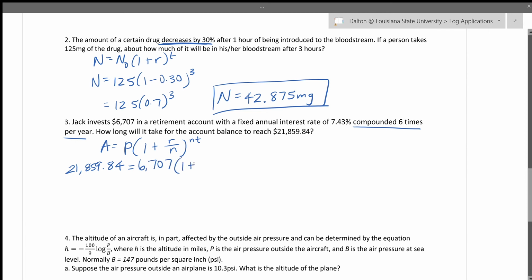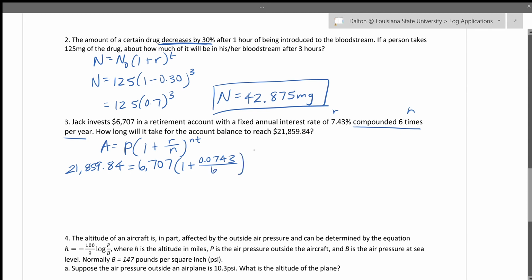times 1 plus r over n. r stands for the rate. We know the rate is 7.43%, so 0.0743, divided by n, which stands for the number of times per year, which is 6. So this will be over 6, all to the n times t.